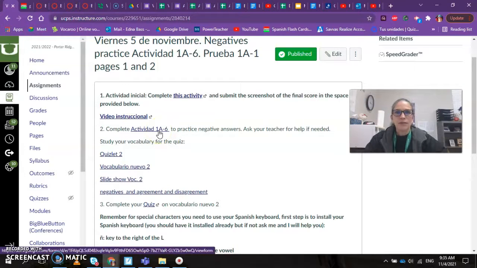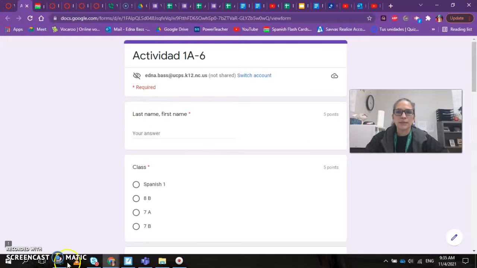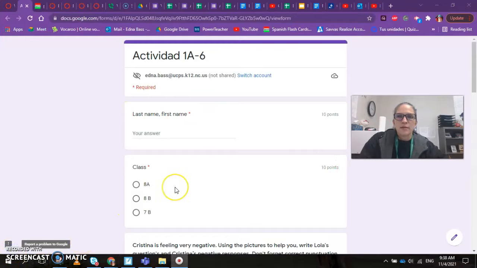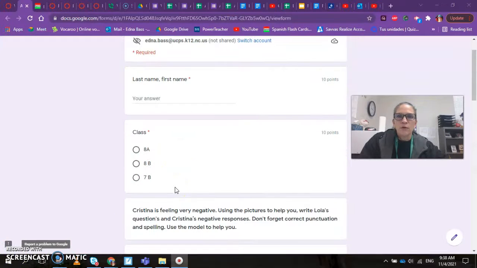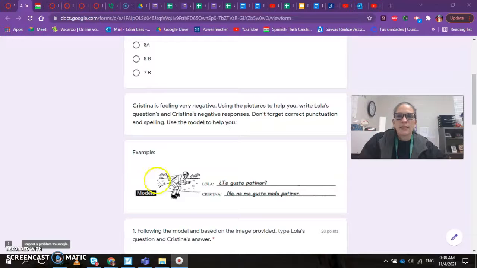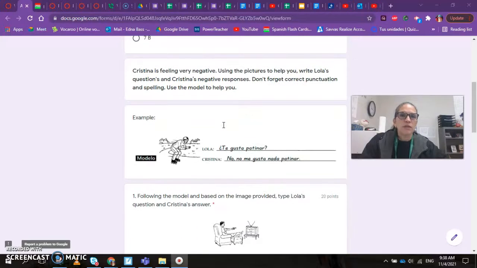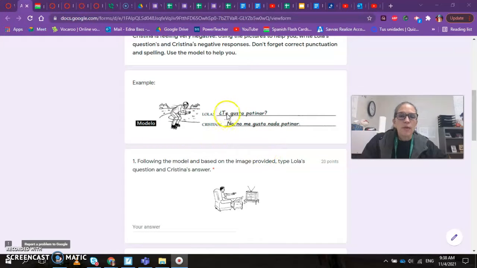All right. For you, actividad 1A-6. That's a practice on negative answers. So let's check that practice. So you have your form 1A-6. And this one it says, Cristina is feeling very negative. Using the pictures to help you, and here's a picture. Write Lola's questions and Christina's negative responses. Don't forget correct punctuation and spelling. Use the model to help you. This is the example, the model.